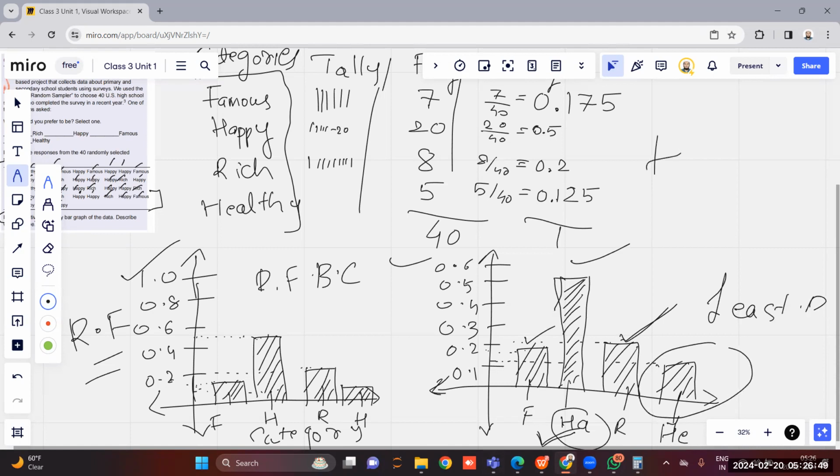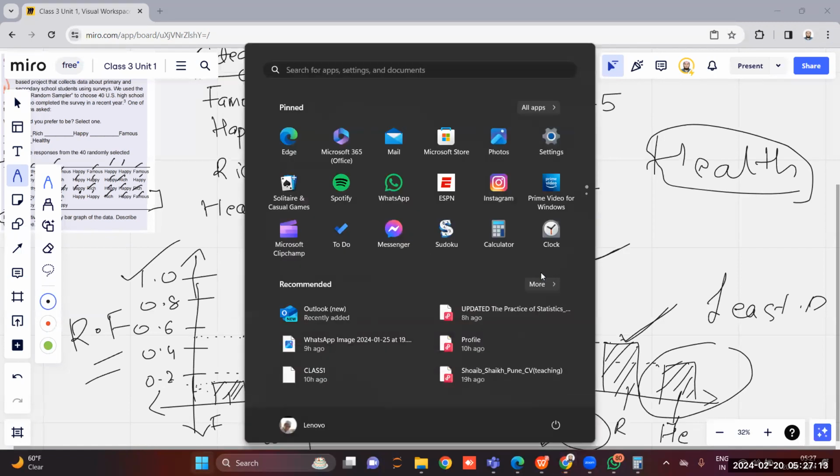But health is wealth. Health matters the most. There may be millions and billions of dollars with you, but if there is no health, then it is of no use. So health matters the most. Then famous and rich and happy. Happiness also matters the most. Okay, we'll move on to the next sum.